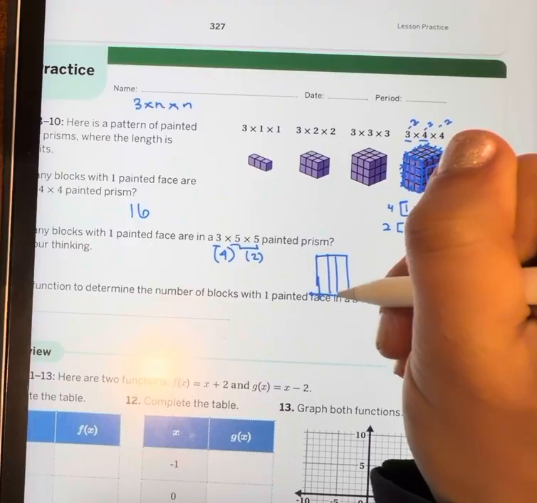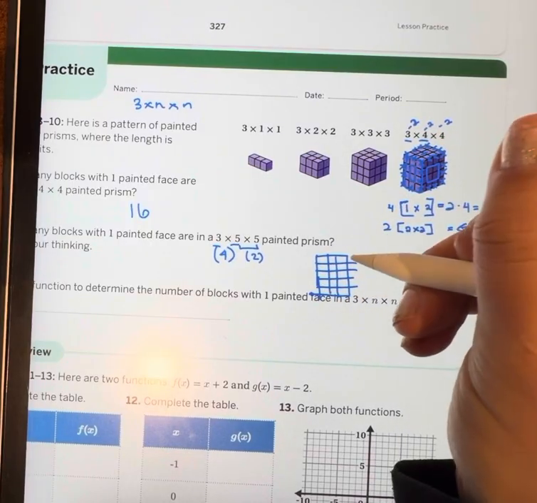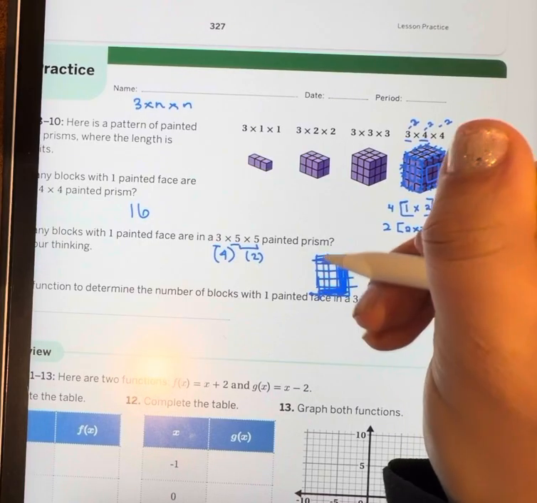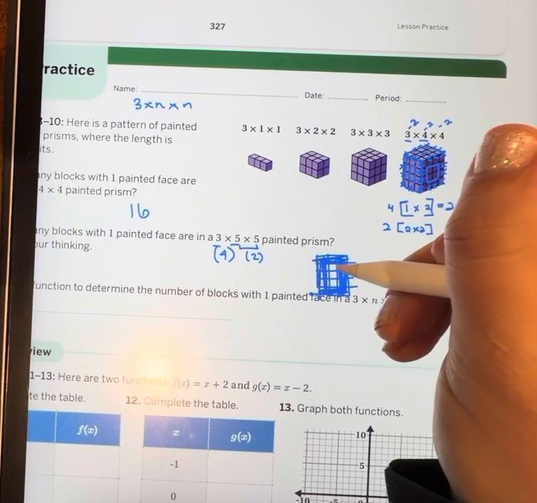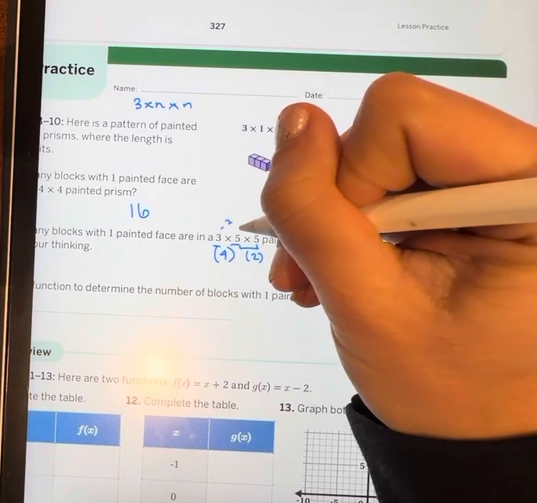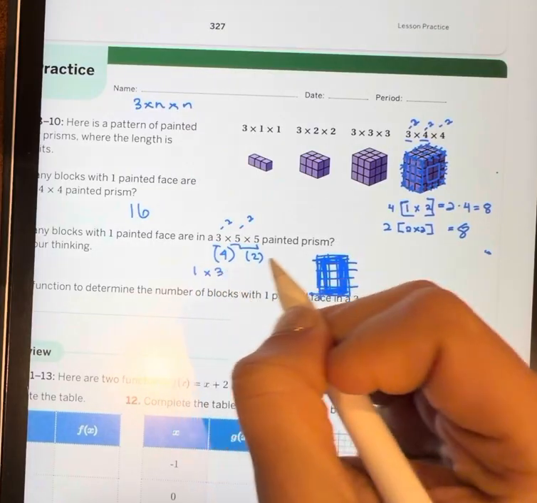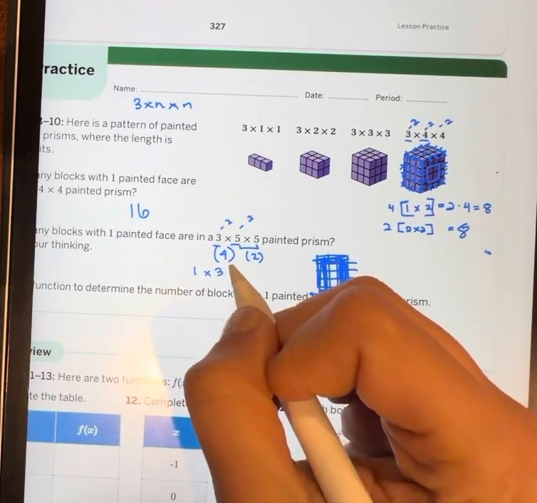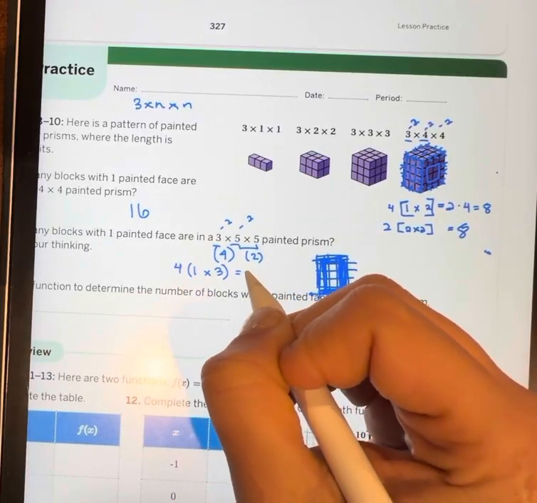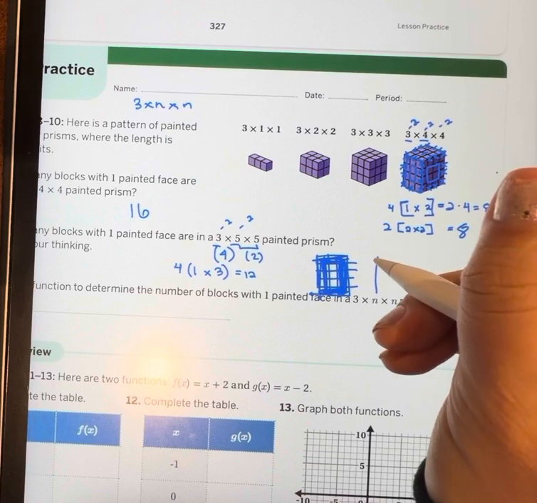let's see if I can manage to draw this. 1, 2, 3, 4. On that one, we're not going to be those. We're going to have this right here going on. So subtract 2. Subtract 2. We have 1 by 3. See? 4 of those. So that's 12.